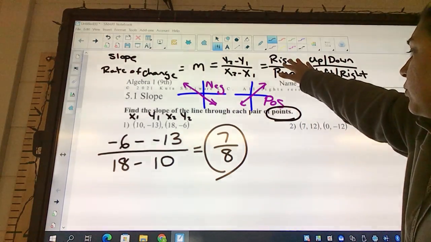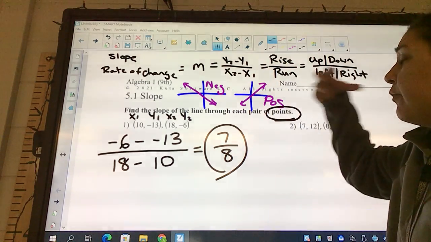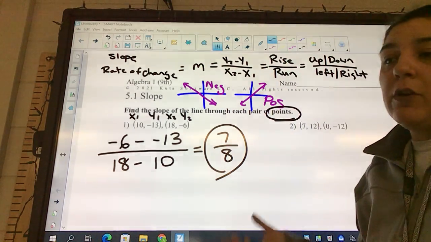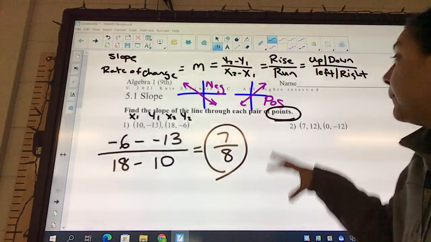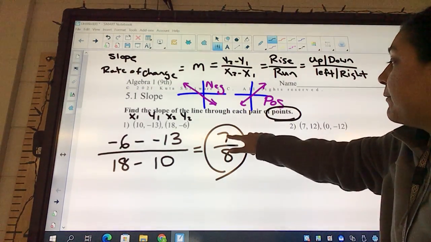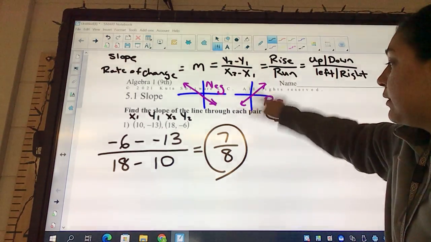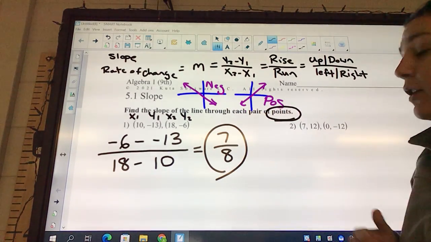Okay, and when we're talking about the rise and run, or for each hour, I get 7 over 8 dollars, okay? For each hour, I eat 7/8 of a pizza. I would rise 7 and run 8, according to this, if we're looking at a graph, okay?